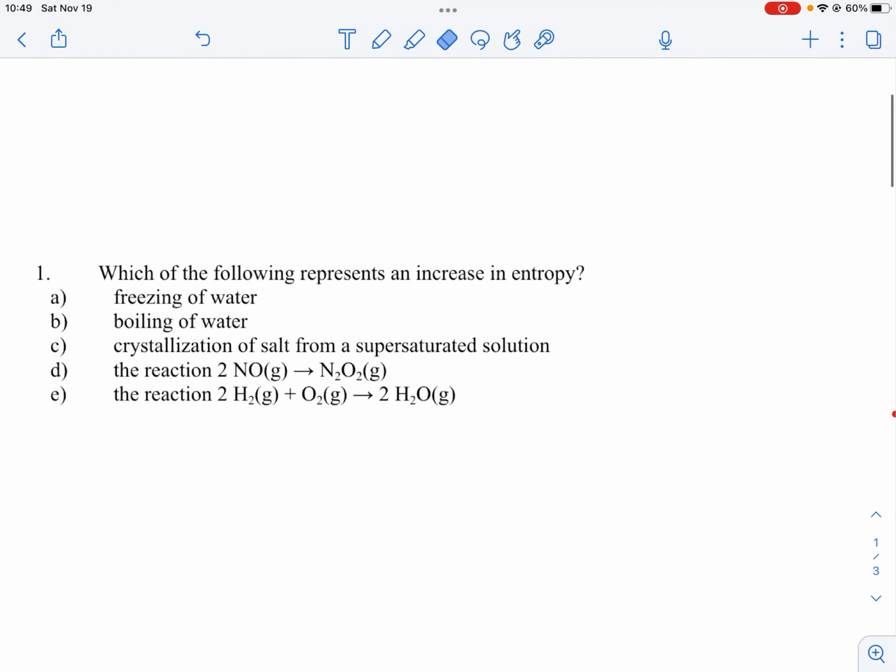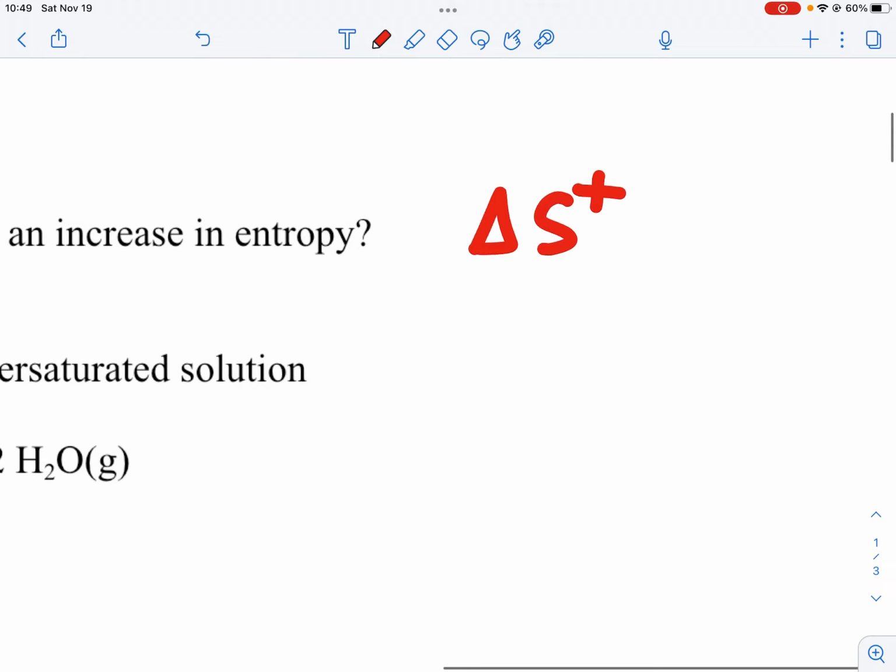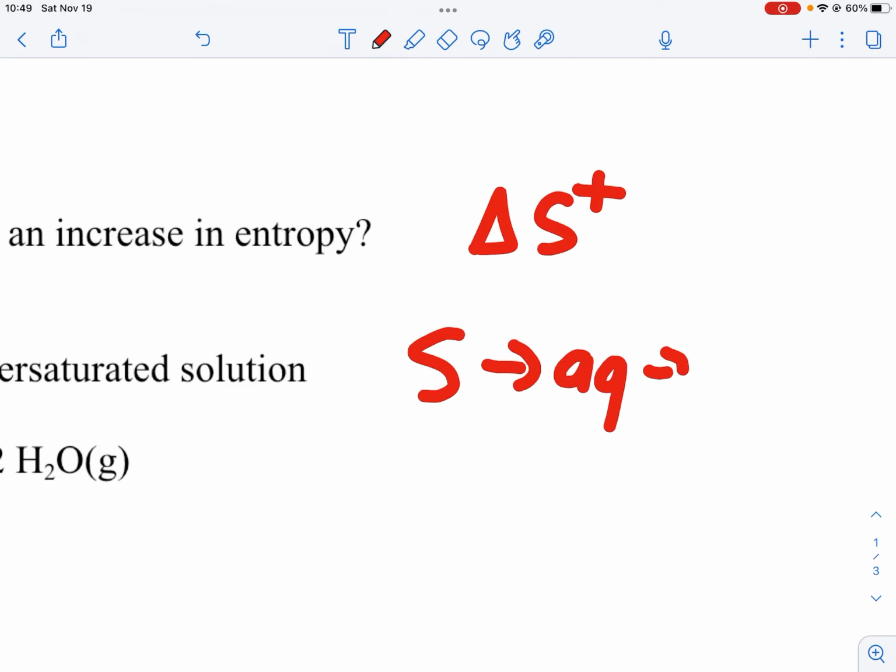The first one says, which of the following represents an increase in entropy? An increase in entropy means a positive delta S. And I'll make a little chart here to help with phase changes. So a solid to an aqueous to a liquid to a gas. Those are our changes. A solid is the most negative delta S because it has the most order.